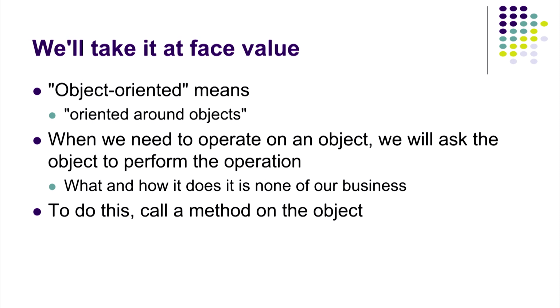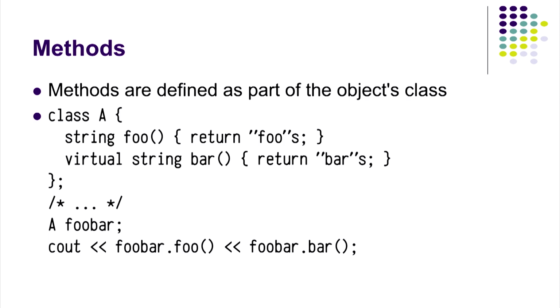When I say object-oriented, I mean oriented around objects. Whenever we need to do some operation, we ask an object to do it for us, say by calling a method on that object, and how the object does that is none of our business. So we appeal to objects to do all our operations. Now, how are methods defined in C++? Well, they're typically defined as part of the object's class.